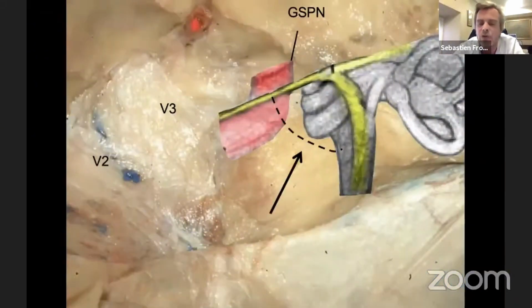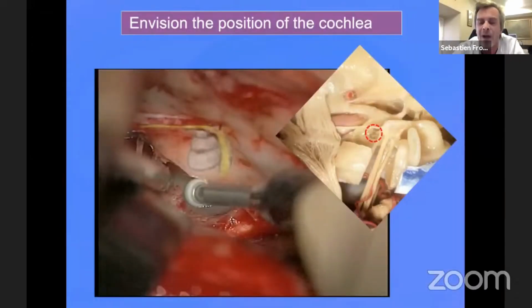And finally, if you want to get closer to the cochlea, to have a lower exposure into the CP angle, into the prepontine cistern, it's a little bit tricky. I personally follow the labyrinthine portion of the facial nerve, and then it gives me the position of the cochlea. This is how I get very close to the cochlea. But again, this is rarely necessary.